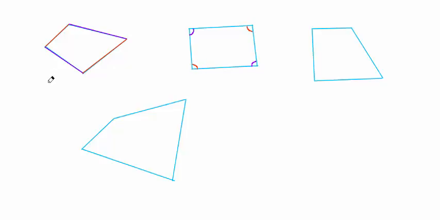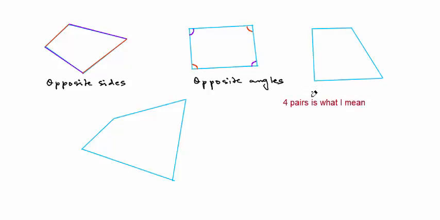So this one's opposite sides. Opposite angles. They are all present in one single quadrilateral. I'm just using the pictures to show you one for the opposite sides, one for the opposite angles, and so on. Our quadrilateral has 2 pairs of adjacent sides.